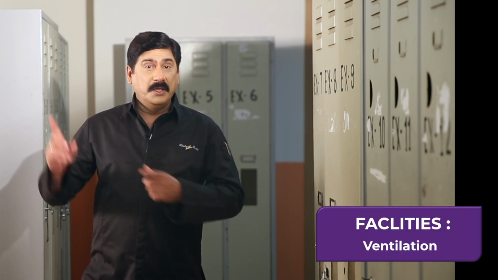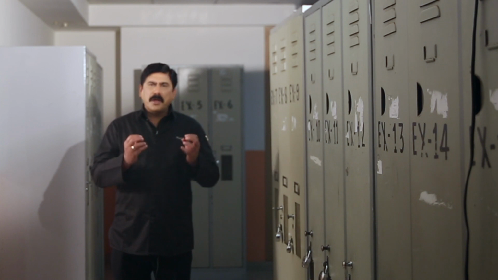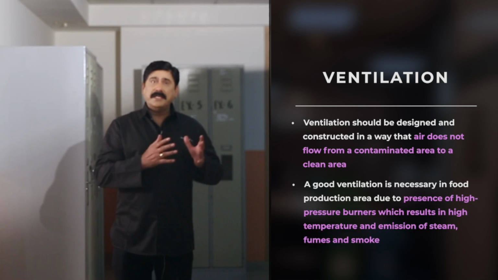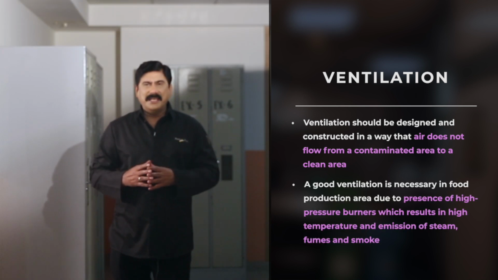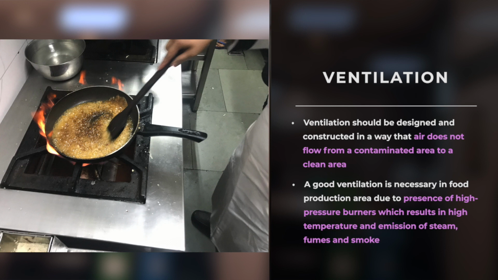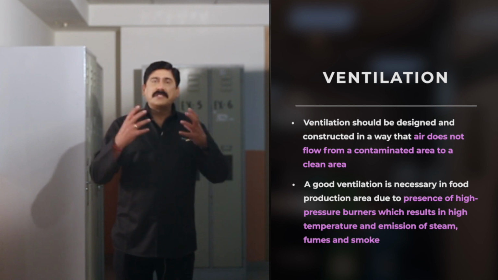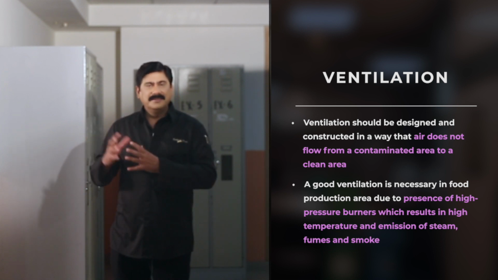Fifth facility essential for any food establishment is ventilation. Air carry a lots of dust and contaminants which can hamper the quality of food. Ventilation should be designed and constructed in a way that air does not flow from contaminated area to a clean area. A good ventilation is necessary in food production area due to presence of high pressure burners, which results in high temperature and emission of steam, fumes and smoke.